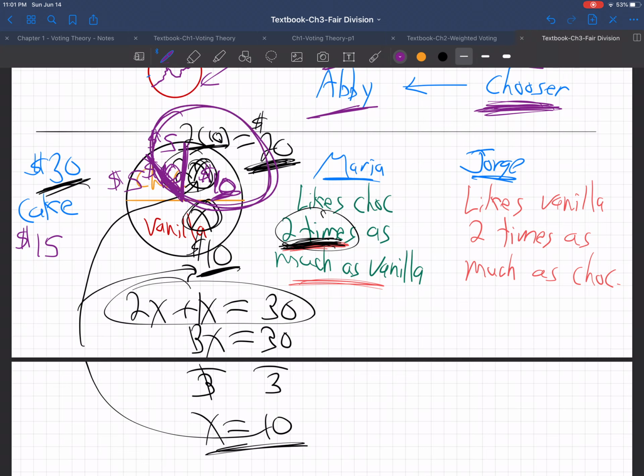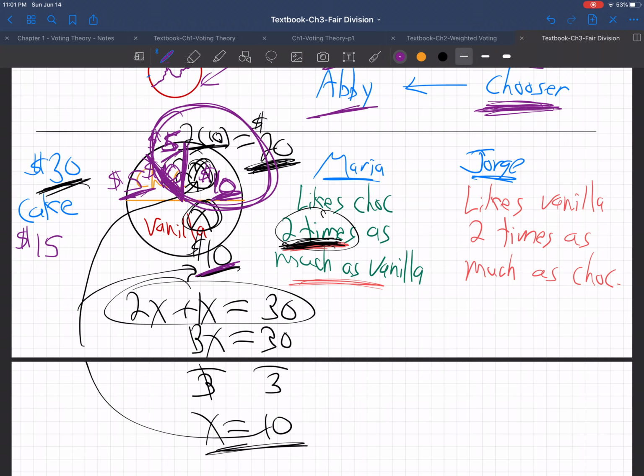And she could say, look, I'll take this part right here, which is $15 to her, isn't it? Because this is 5 and this is 10, and that leaves 5 and the whole vanilla half, which is 10. She would think that's a fair division, wouldn't she? Because she's getting $15 worth of cake in her mind out of the $30 value, half. She's getting half. Do you see how we came up with that?